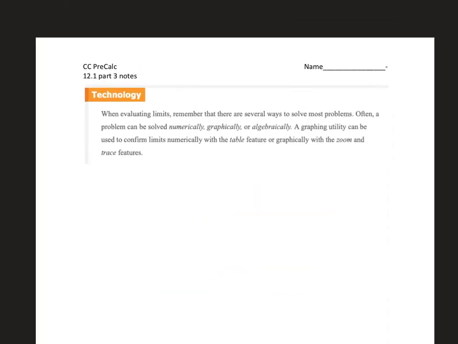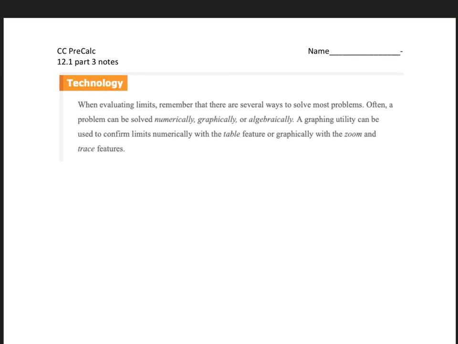And then lastly, just a technology tip. When evaluating limits, we can do that numerically, looking at a table, graphically, or algebraically. Today we're doing a lot of algebra stuff. A lot of times you can use a graph to confirm what you found numerically from a table, or zooming in on the particular spot or the target x value, or using the trace feature in your calculator.